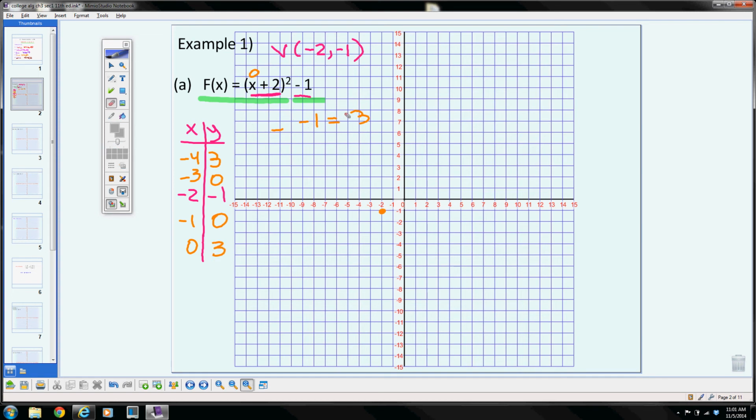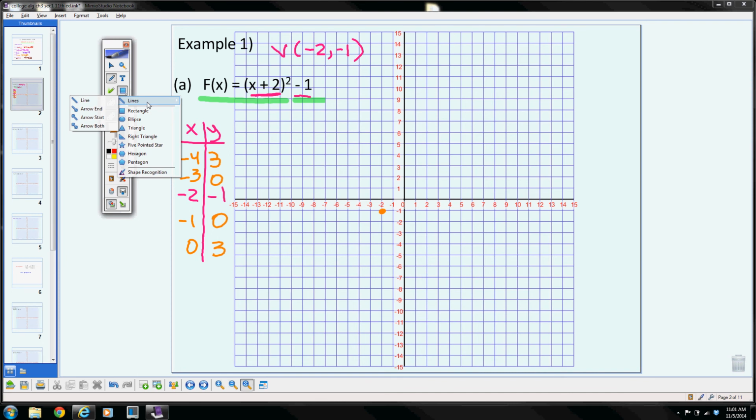Now one thing you'll notice is the y values are the same for negative 3 and negative 1. They are both 1 unit away from the vertex. Also, at negative 4 and 0, the y values are both 3. They are 2 units away from the vertex. Now the reason this happens is because of the axis of symmetry. You have an axis of symmetry for this equation, and that axis of symmetry goes through the vertex.